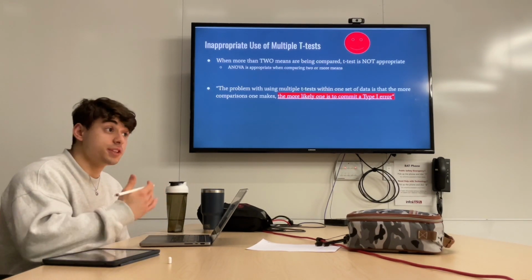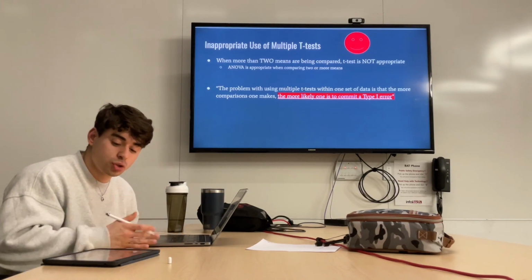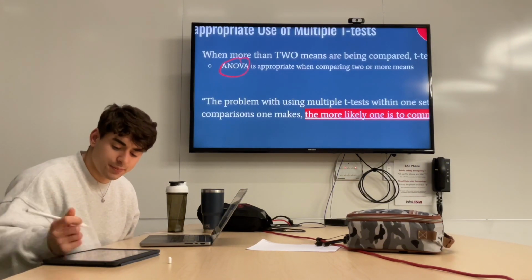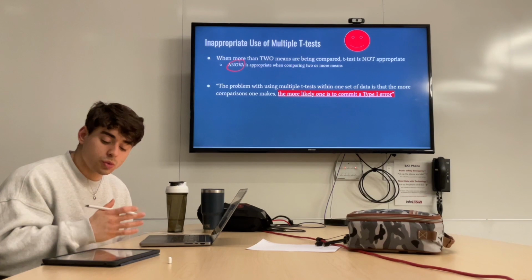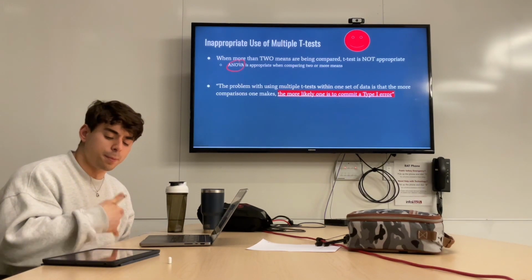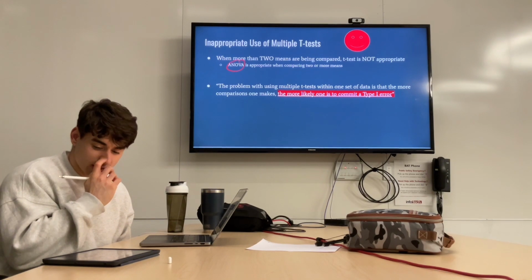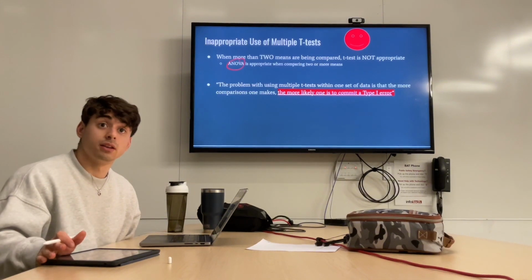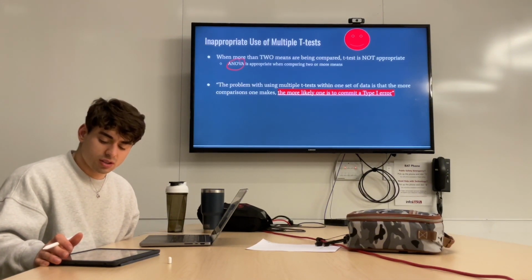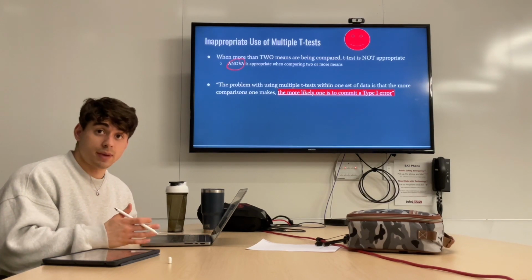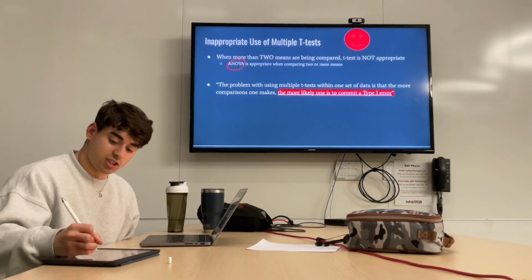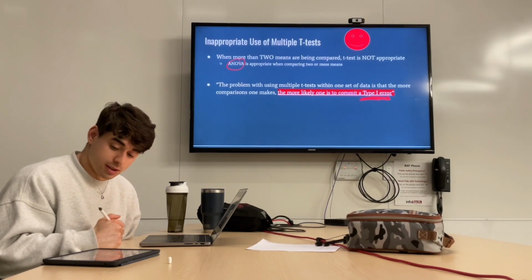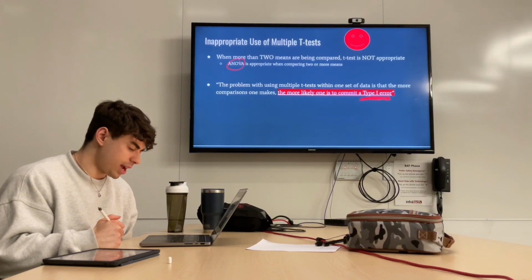Basically, for the t-tests, it's when you compare two means. Anything above 2, use ANOVA, which we're going to get into. The problem you can run into with using multiple t-tests in your study is that you're more likely to commit type 1 error. A t-test only compares two means, max 2, and multiple of them leaves you susceptible to type 1 error. What's type 1 error?